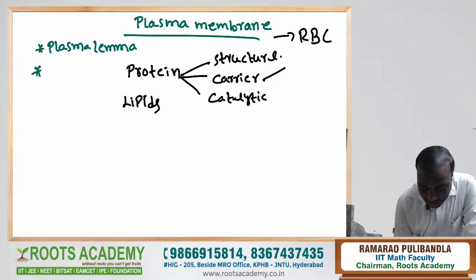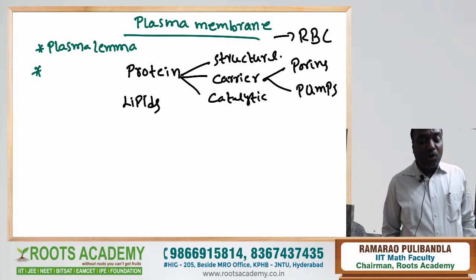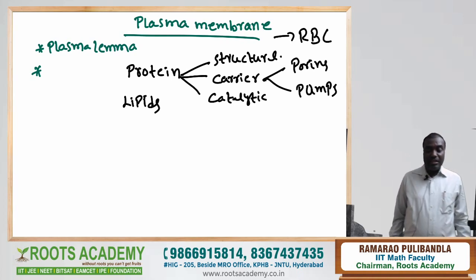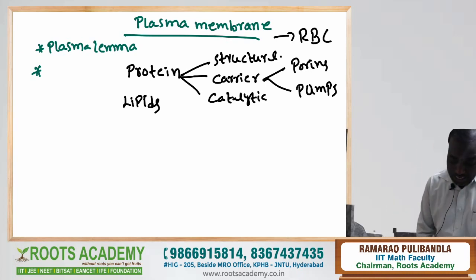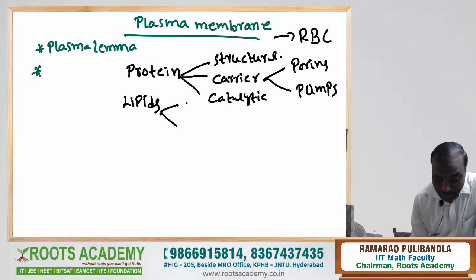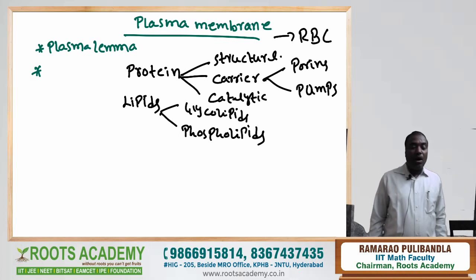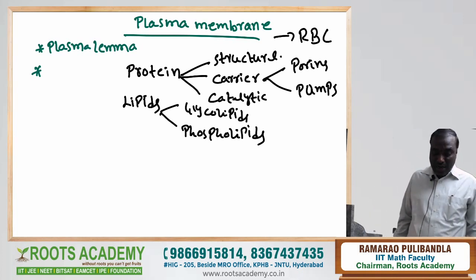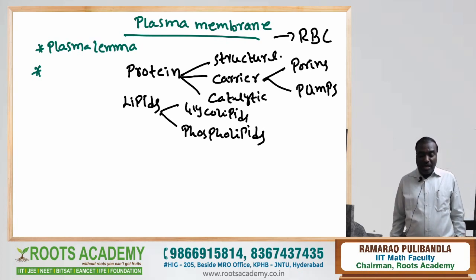What are the carrier proteins? Porins and pumps. These are the carrier proteins. What about the catalytic proteins? Catalytic proteins are nothing but enzymes. The protein with catalytic property is called an enzyme. Lipids: generally, the plasma membrane contains glycolipids and phospholipids. What is glycolipid? The lipid molecule which is associated with glucose is called glycolipid. So proteins and lipids are the two components of the plasma membrane.